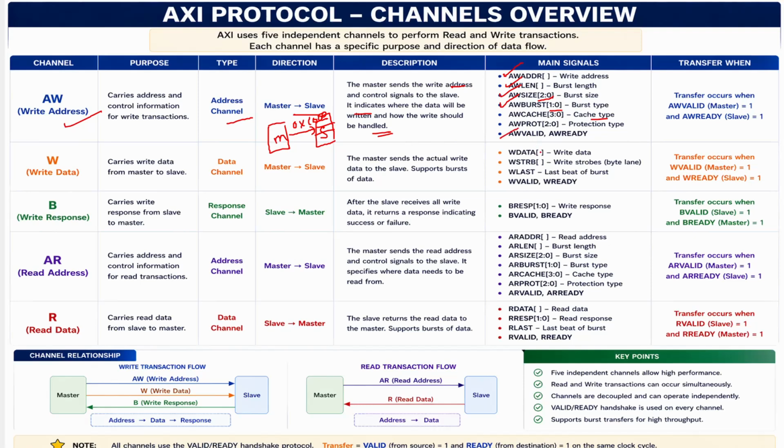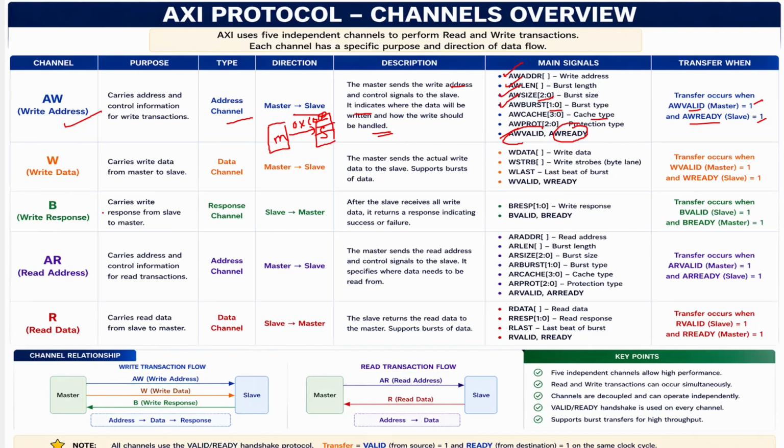And handshaking signals: AW valid and AW ready. In each and every channel we have valid and ready signals. These are the handshaking signals, and only then will we communicate between the master and slave. Transfer occurs when AW valid and AW ready are both high. The master sends valid and the slave says it is ready to receive the data. When both signals are one, sampling will happen. Otherwise sampling will not happen and we stay in the waiting state.